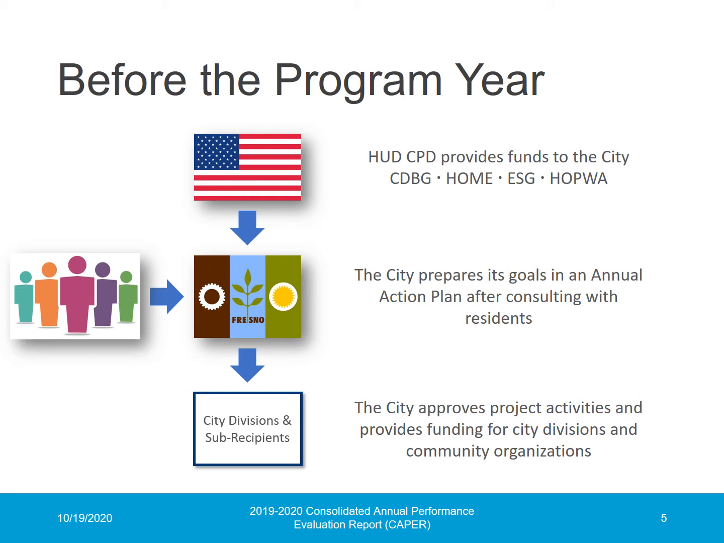Once the annual action plan is approved by City Council and submitted to HUD, the city implements the projects, programs, and activities in the plan by either providing funding and technical assistance to city divisions or to nonprofit organization subrecipients, which are awarded funding after an application process. Those city divisions and nonprofit subrecipients then perform the activities throughout the year. Later in this presentation, you'll be introduced to the activities that were performed during the 2019 to 2020 program year.